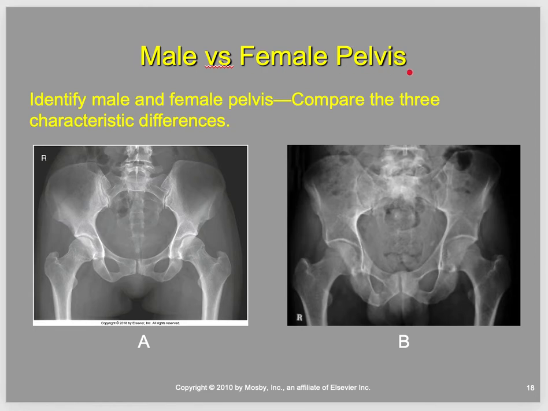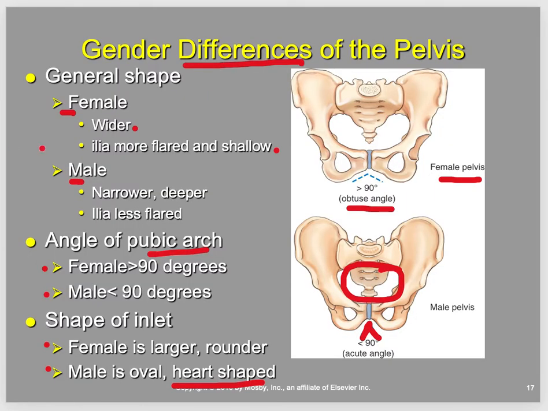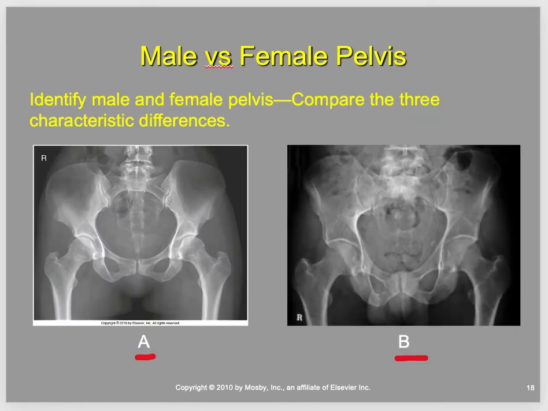So male versus female: identify the male and female pelvis and compare the three characteristics or differences. Make sure that you look at these A and B. See if you can determine which one is male or female and why. Compare them back to the book and then compare them back to the characteristics described prior here for male and female. And that will help you determine going forward which one is male, which one is female.